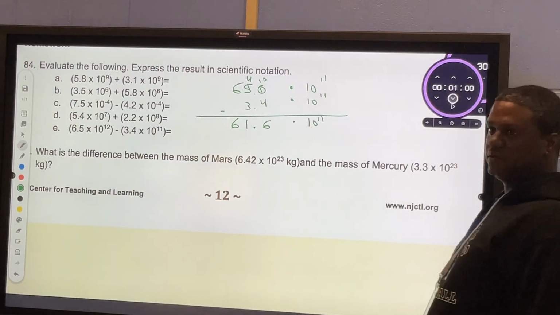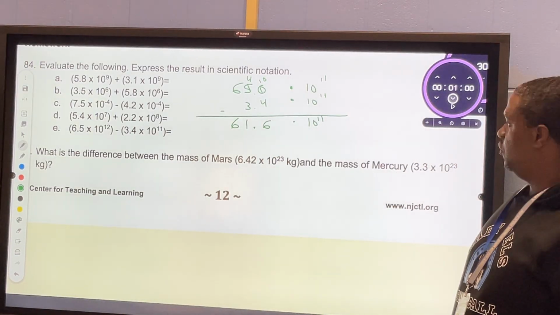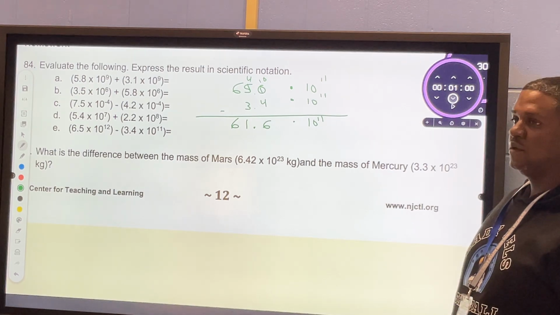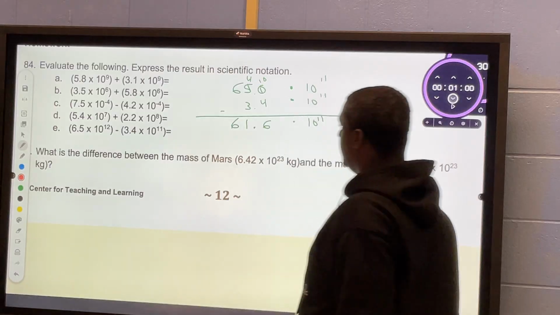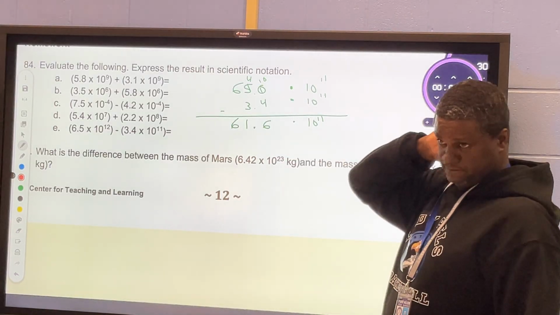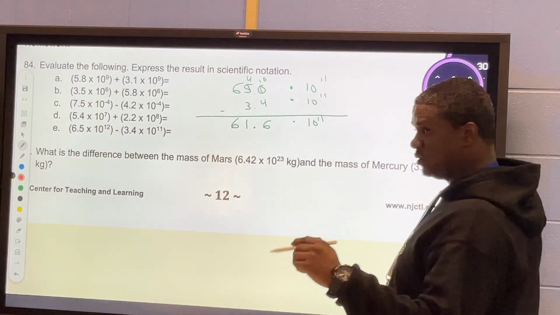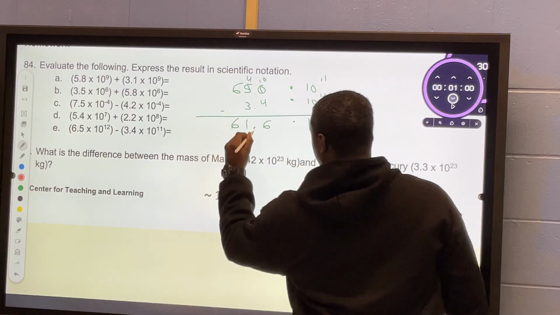Is that my final answer? No. Why not? The coefficient is bigger than 10. The coefficient should be less than 10, right? So how do I make that less than 10? Move the decimal point one place to the left.